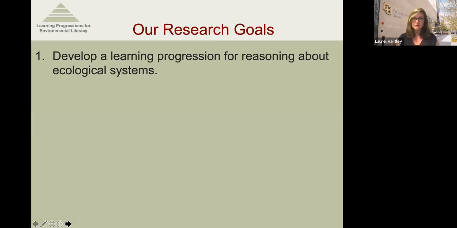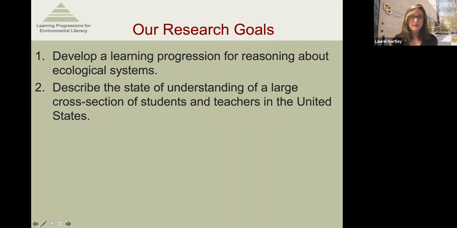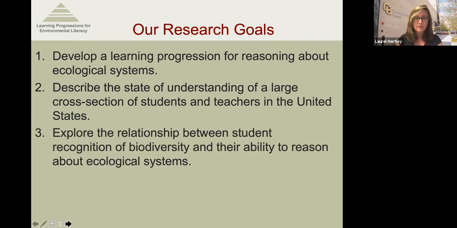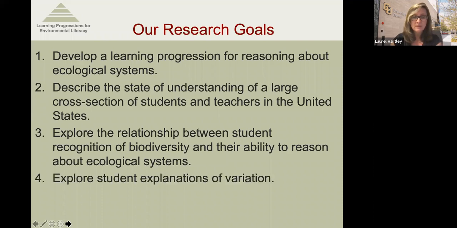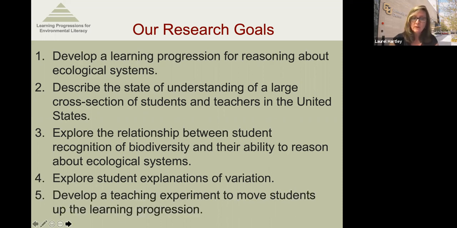So these are our research goals. Our first goal was to develop a learning progression for reasoning about ecological systems. And our second goal was to describe the state of understanding of a large cross-section of students and teachers in the United States, to explore the relationship between student recognition of biodiversity and their ability to reason about ecological systems, to explore student explanations of variation, and this is Ashley's work. And finally, to develop a teaching experiment to see if we could move students efficiently up the learning progression and get them to a high level of achievement.